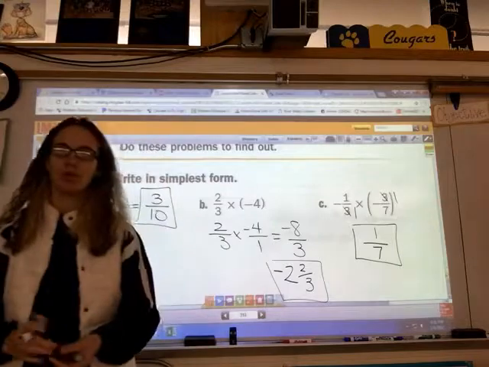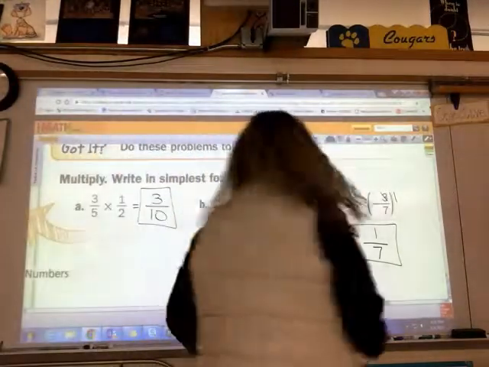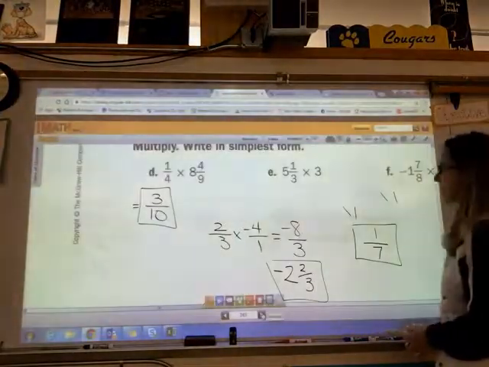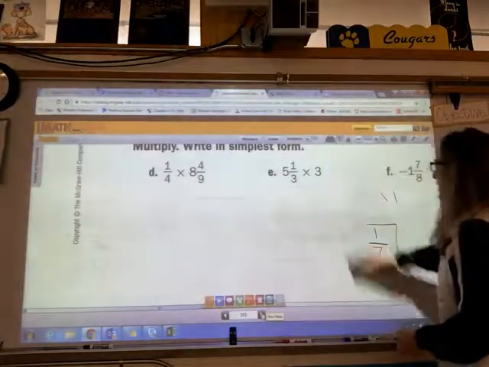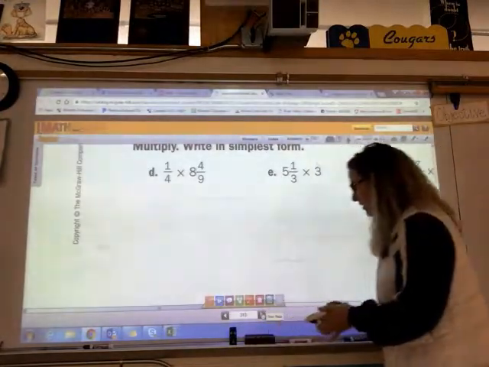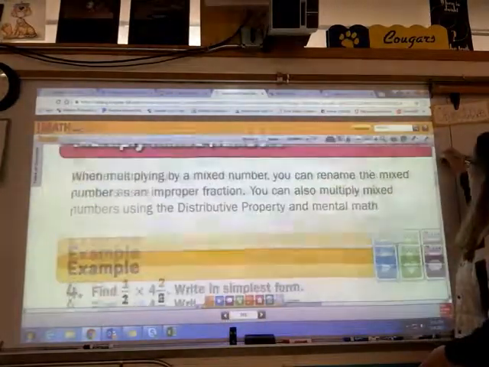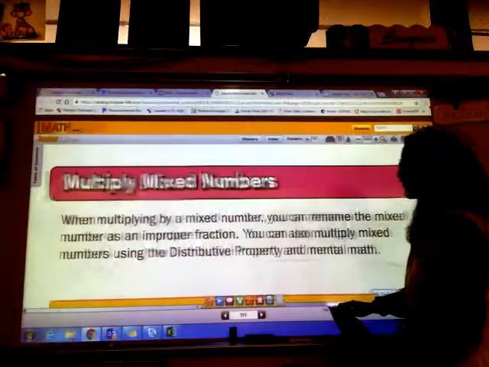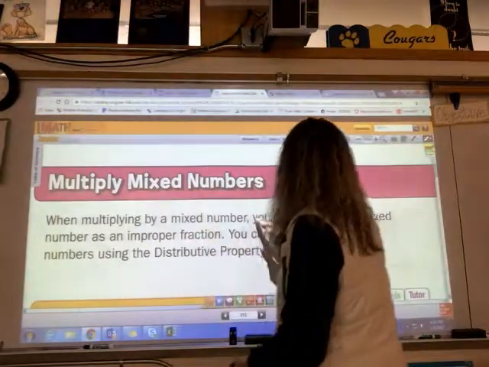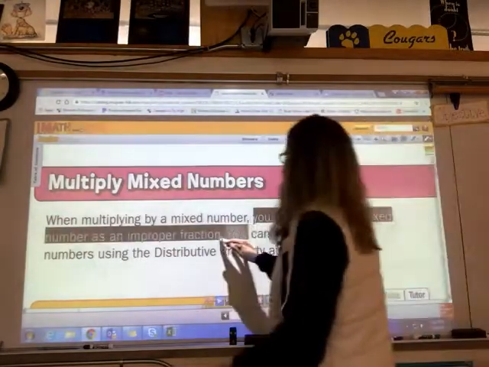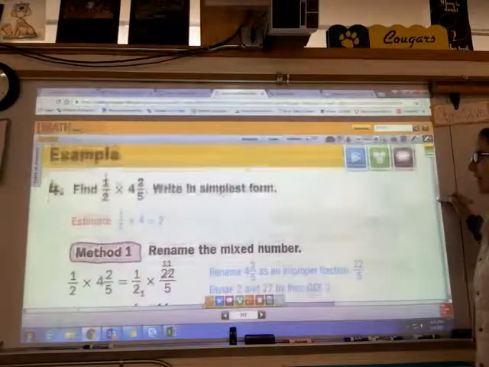So hopefully, as you worked through problems A, B, and C, you were able to come up with the same answers as I. Let's go ahead and take a look at the next page, 313. One of the things that's going to change when we get to page 313 is they're going to implement mixed numbers. Remember, mixed numbers are your whole numbers and their fractions. So one of the things that you're going to want to do, first and foremost, is when you are multiplying mixed numbers, you're going to want to make sure that you rename that mixed number as an improper fraction. Okay, so we're going to review how to do that here in a second.